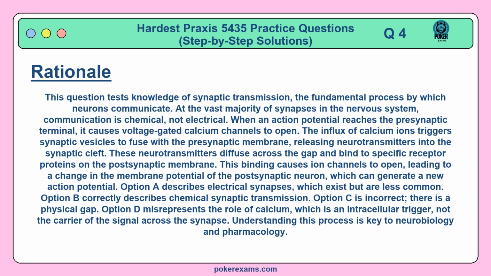Option A describes electrical synapses, which exist but are less common. Option B correctly describes chemical synaptic transmission. Option C is incorrect. There is a physical gap. Option D misrepresents the role of calcium, which is an intracellular trigger, not the carrier of the signal across the synapse. Understanding this process is key to neurobiology and pharmacology.